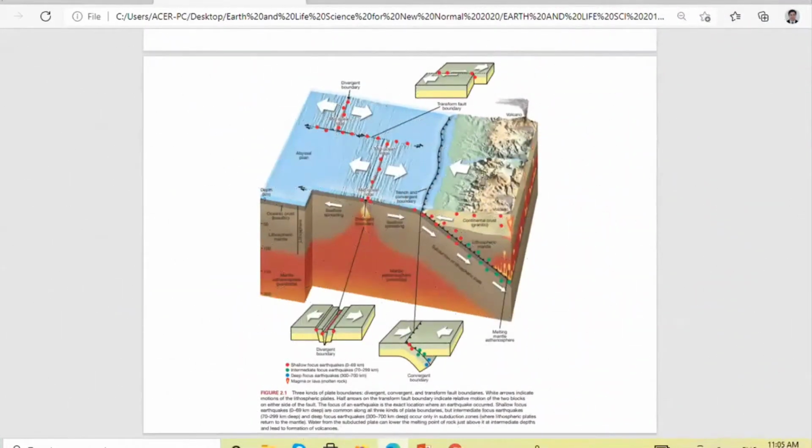In this picture, if you will notice, this is a crustal plate, and you will notice here as the magma rises up, it causes divergent boundaries and transform boundaries and, at the same time, convergent boundaries.